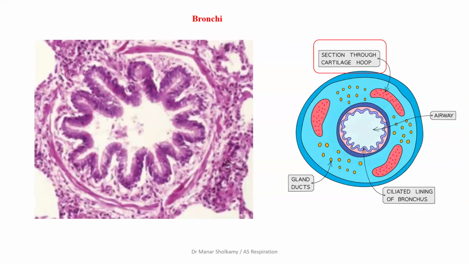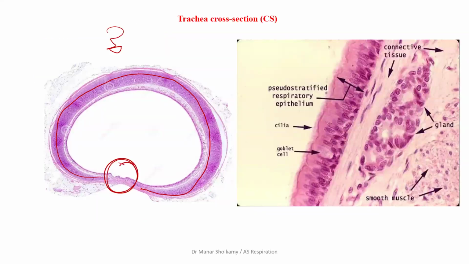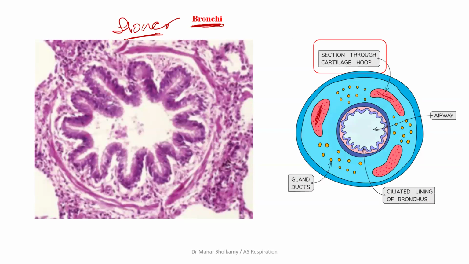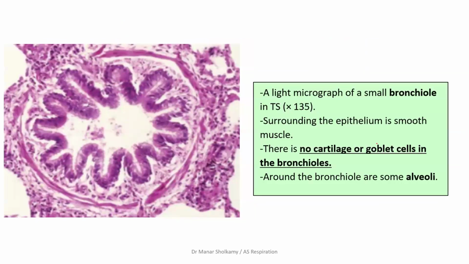Now, bronchi and bronchioles are very difficult to differentiate. When you see something that looks like a flower, then this is a bronchi or a bronchiole. How can you differentiate? Bronchi have cartilage, but bronchioles don't have cartilage. And in the bronchi, the cartilage is not in the form of a C-shaped ring with only one incomplete section at the end. Bronchi have separate cartilage loops or hoops. Again, when you see something that looks like a flower, it's a bronchi or a bronchiole.